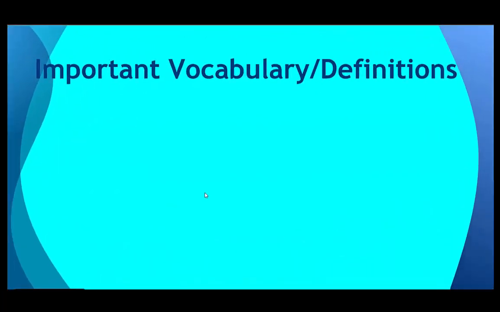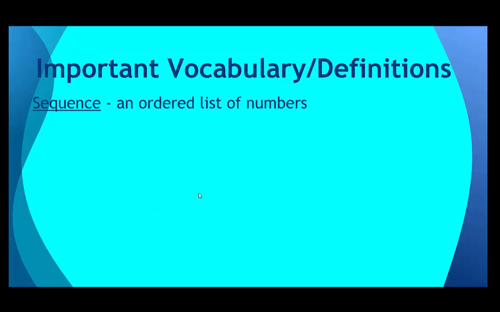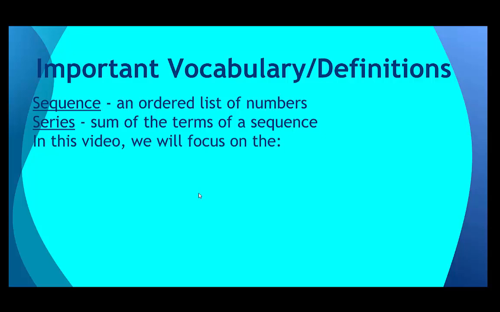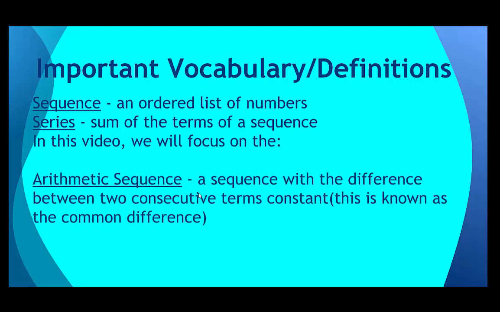First, I will go over some important vocabulary that you will need to know before we move on with the video. A sequence is an ordered list of numbers. A series is the sum of the terms of a sequence. In this video, we will focus on the arithmetic sequence.